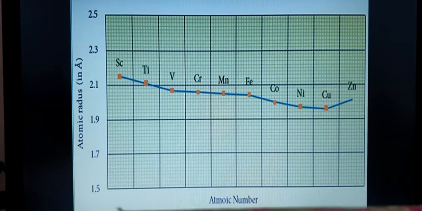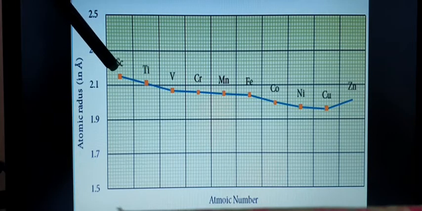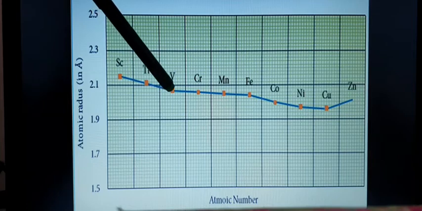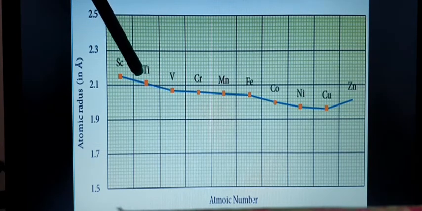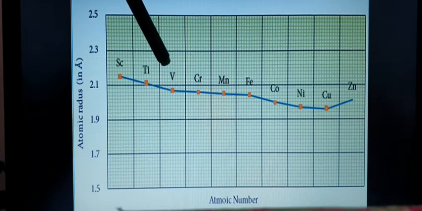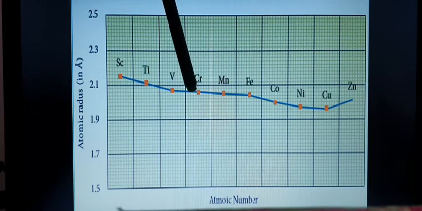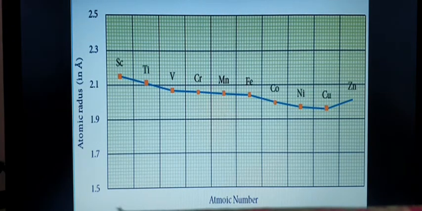See this graph. On the X-axis we have atomic number, on the y-axis atomic radius. So what happens? As we move from scandium to vanadium, there is a steady decrease in the atomic radius because the electrons are entering into the 3d orbital. The 3d orbital has poor screening effect. From chromium to copper, there is a steady decrease in the atomic radius.